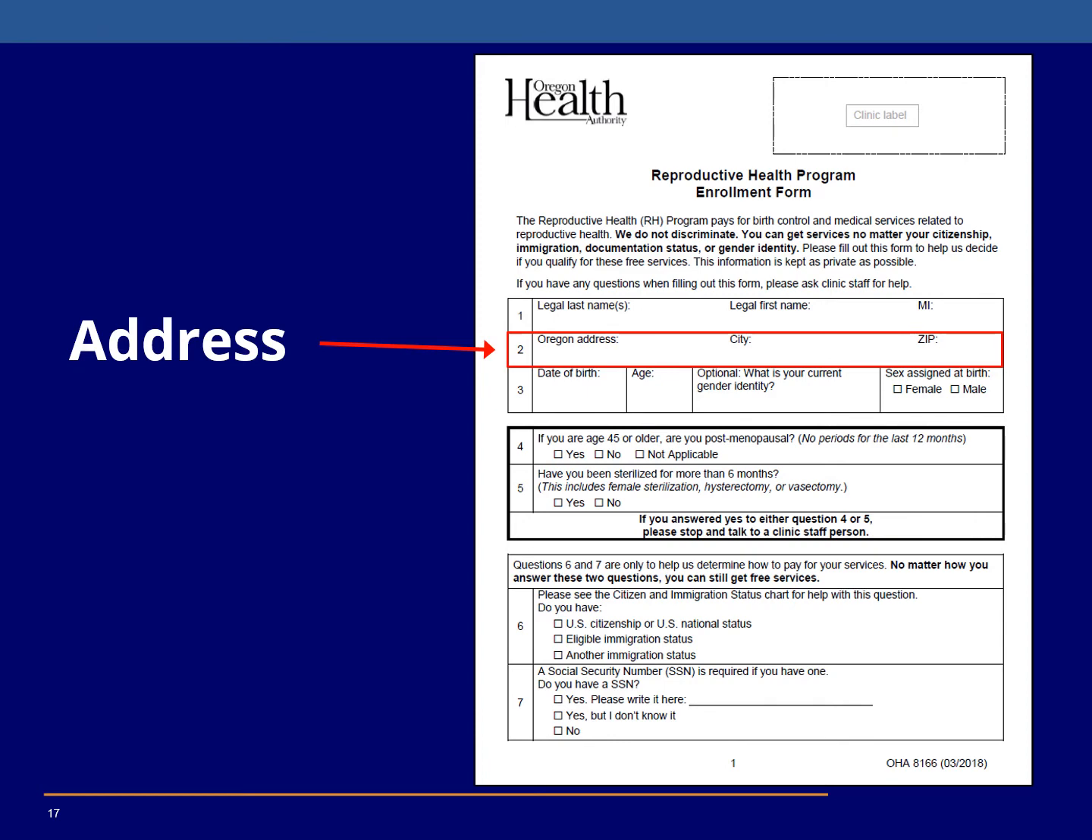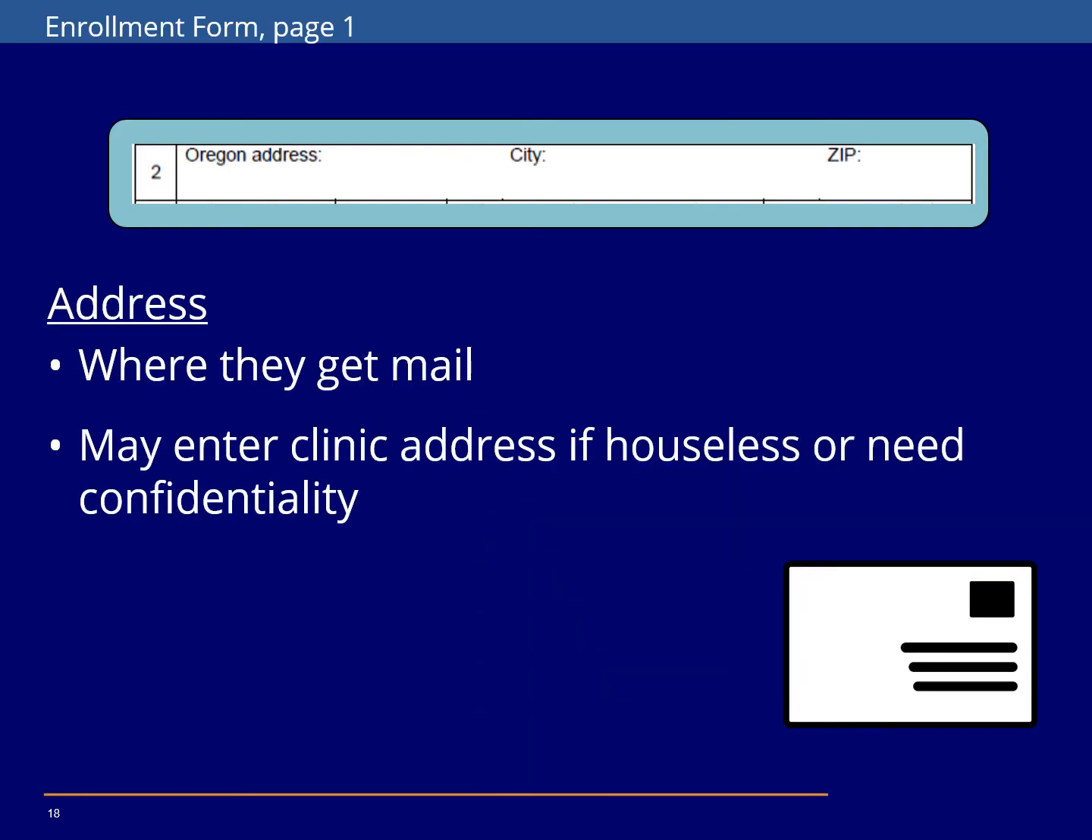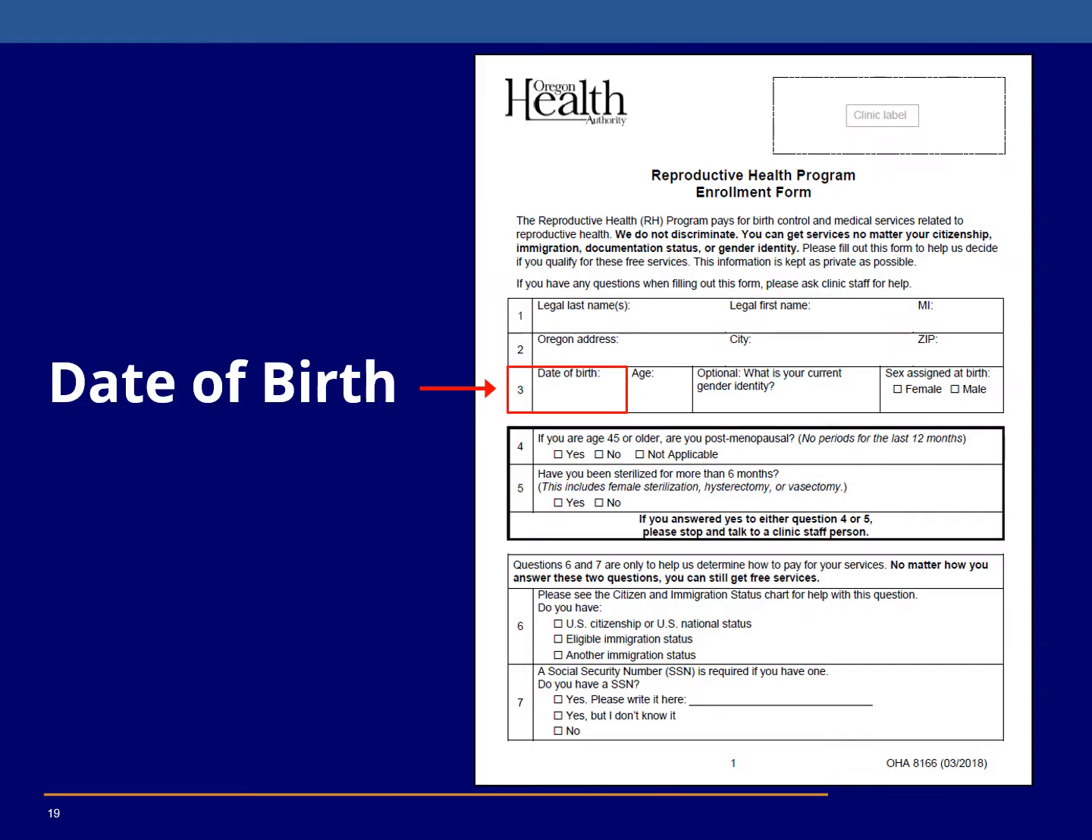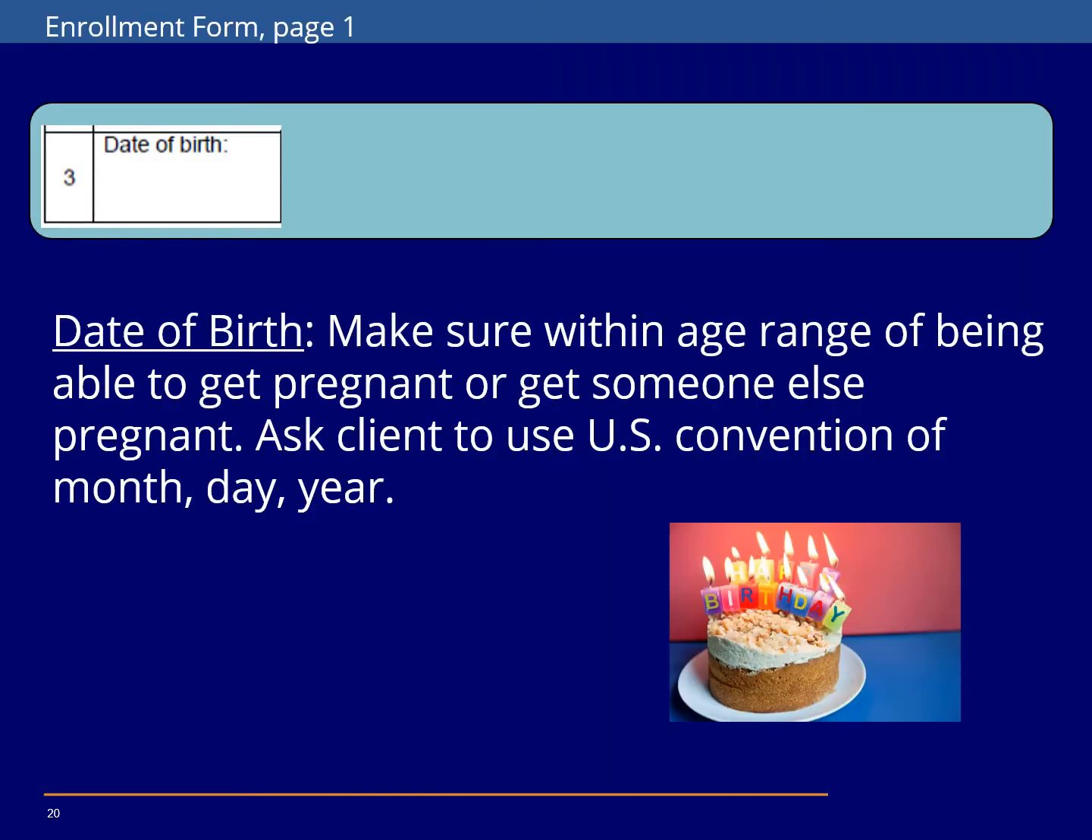Then we ask for the client's address. This is where the client would like to get mail. If they are houseless or are worried about confidentiality, they can put the clinic's address. Next is date of birth. This is to make sure the client is within the age range of being able to get pregnant or get someone else pregnant. We also use it to verify the income and citizenship of clients who mark U.S. citizen on the enrollment form. Please ask the client to use the U.S. convention of month, day, and year.